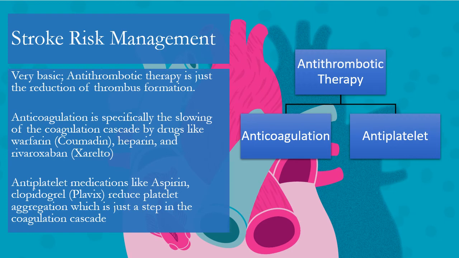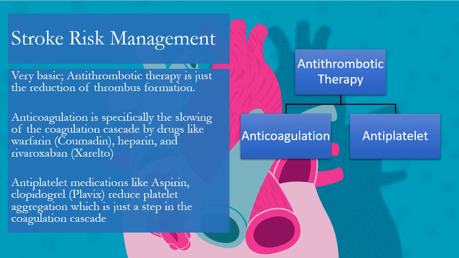Antithrombotic therapy. When we talk about antithrombotic, we're just talking about decreasing or preventing thrombus formation, okay? And there are two basic pathways to do that. There's anticoagulation, which is specifically slowing the clotting cascade. Those are things like Coumadin, heparin, and Xarelto. And then the other pathway of antithrombotic therapy is antiplatelet, and that tends to be more mild, okay? It's not slowing down the coagulation cascade, it's reducing the amount of platelets or reducing the platelet clumping that leads to coagulation. So these are more common medicines like aspirin and Plavix and things like that.